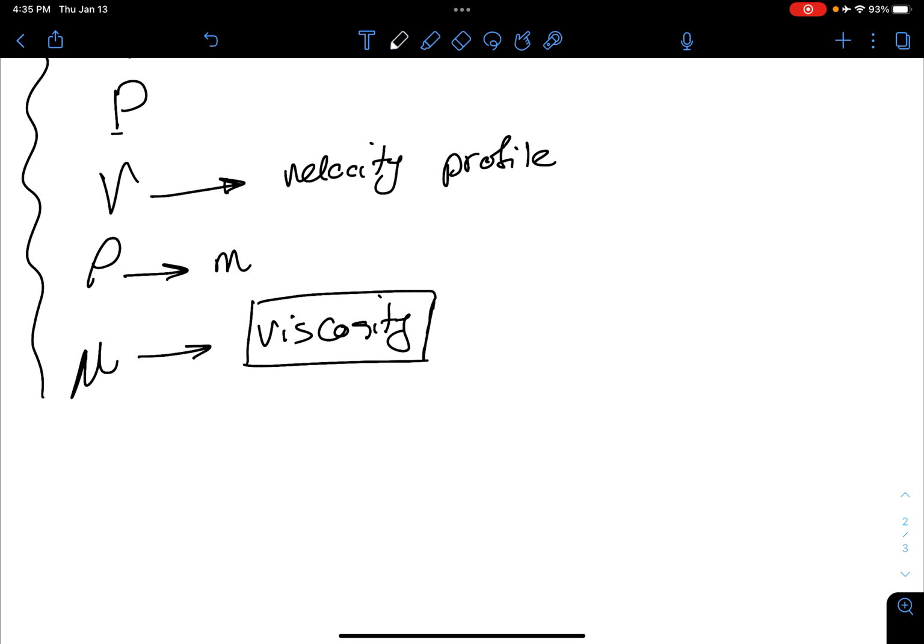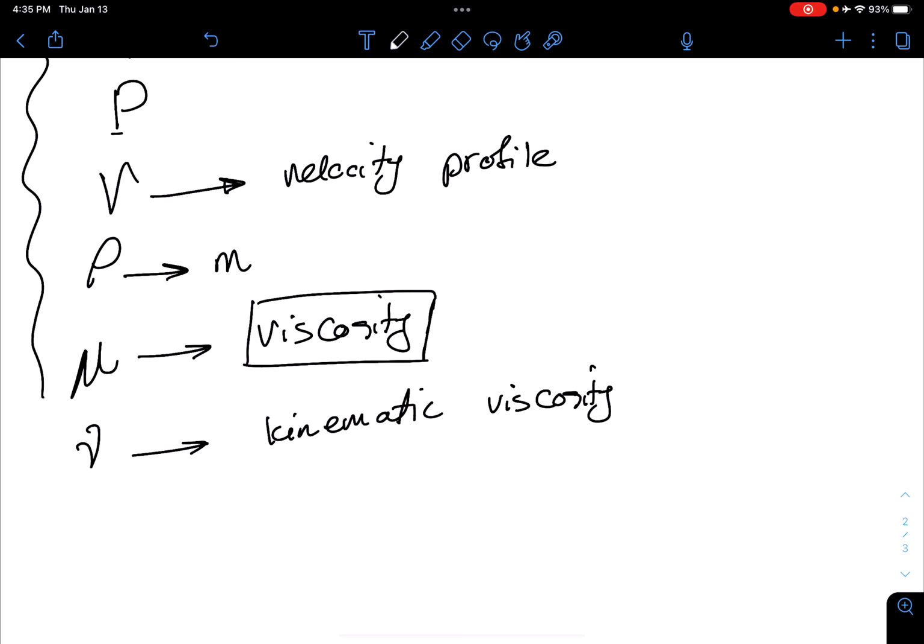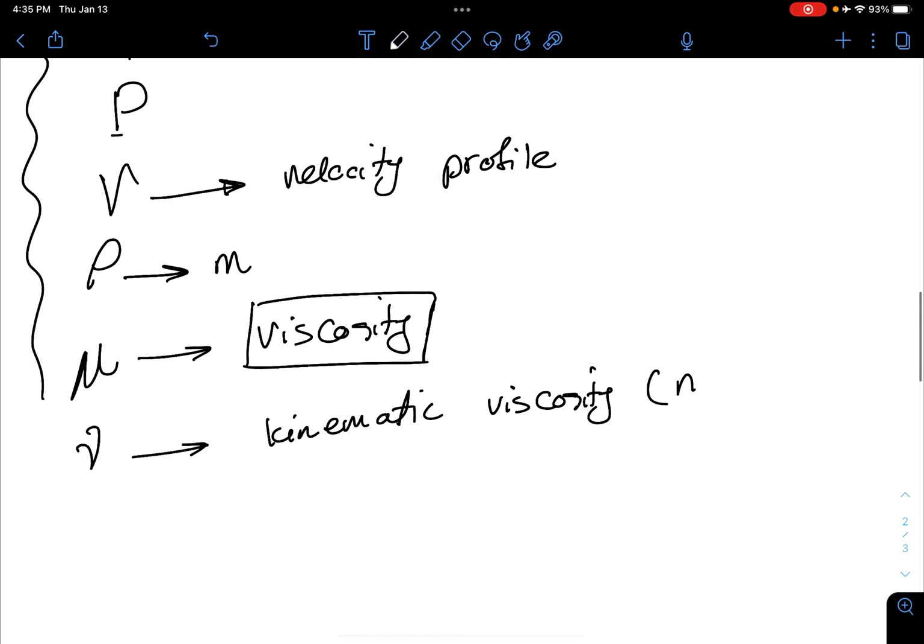We don't really deal with viscosity in solids. We only deal with viscosity in fluids. But velocity, pressure, all of those other things are also available in solid analysis. You have to keep in mind that we have dynamic viscosity, which is mu, and kinematic viscosity, the symbol for which is nu. This is how it's pronounced, and this is mu.